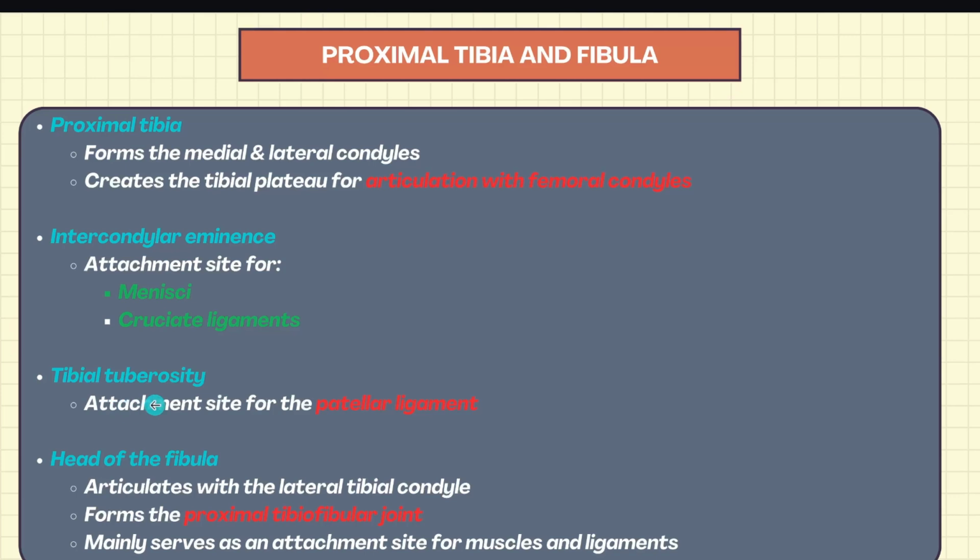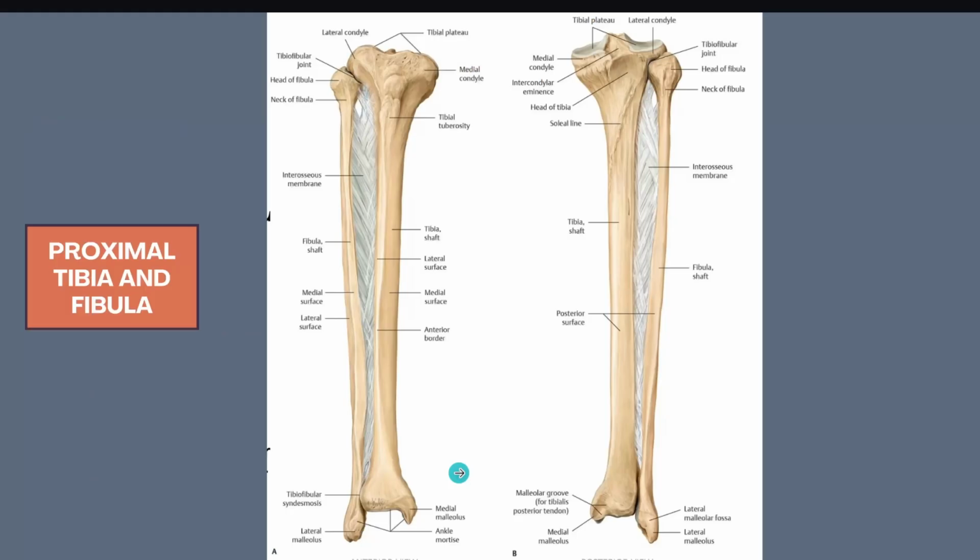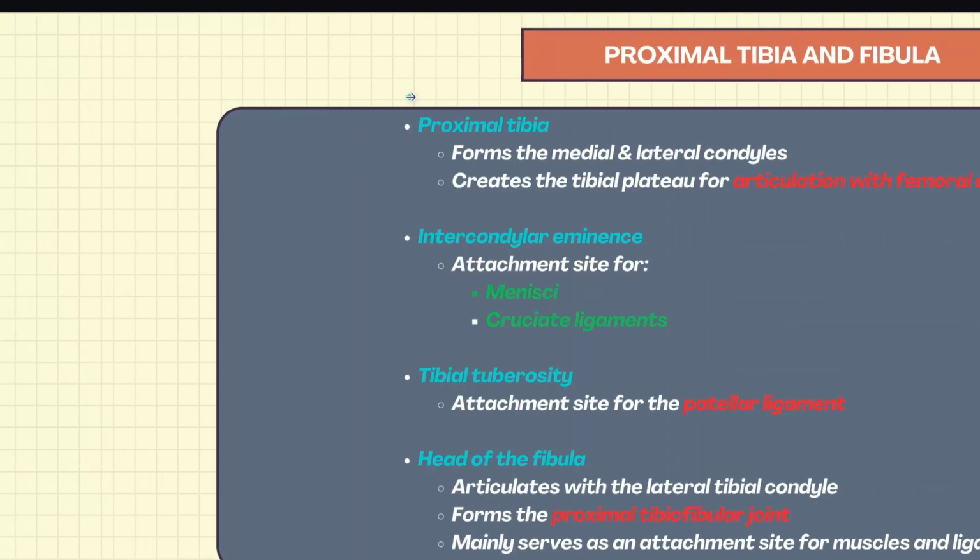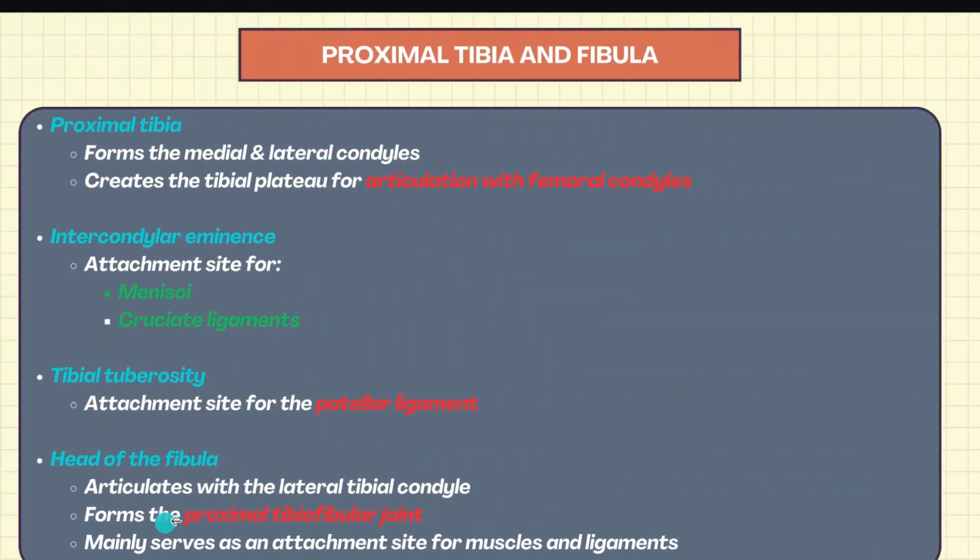Now, the tibial tuberosity is attachment site for the patellar ligament. Have this in mind because we're going to talk about the patellar ligament just soon in a bit. And then we have the head of the fibula. It articulates with the lateral part of the tibial condyle. As you can see here, the head of the fibula articulates with the lateral side. So know that the fibula is more lateral than the tibia. And it also forms a proximal tibiofemoral joint, and it mainly serves an attachment site for muscles and ligaments.